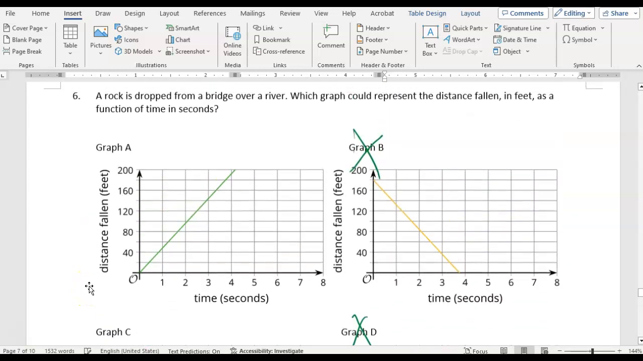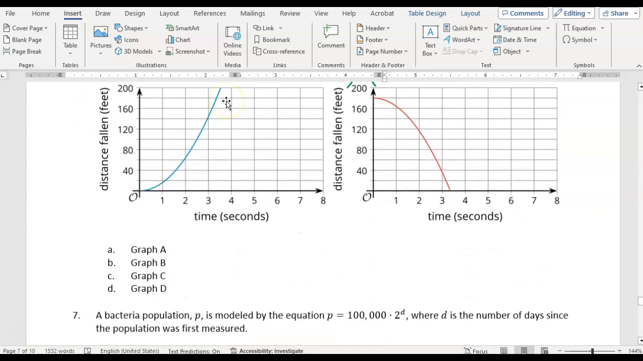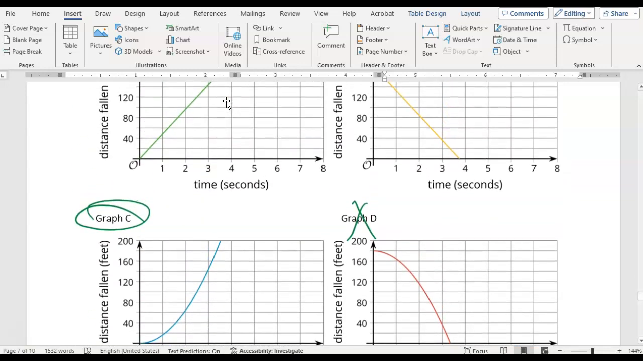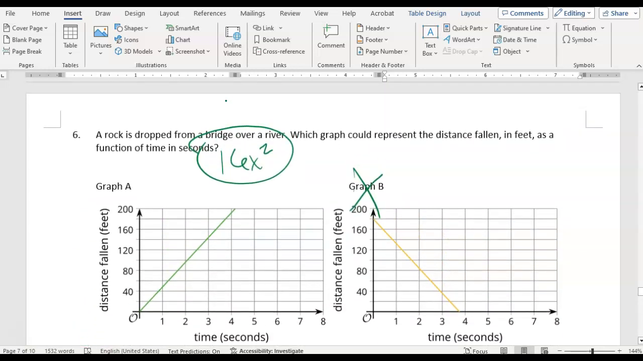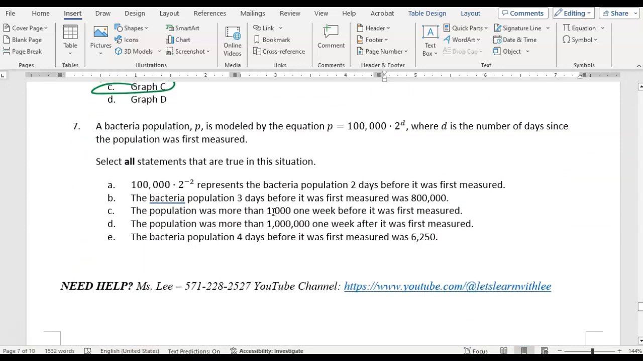Now, generally speaking, when we're talking about something falling, it's going to include either 16x squared or 5x squared, depending on whether we're doing feet. I guess this is feet, so this would be 16x squared, which is a quadratic, so it should have a curve to it. So C makes the most sense in this situation. And again, that's because the distance fallen is increasing, right? As it falls, it's fallen more feet. If it were asking us how far is it from the ground, then we would be looking at a situation where it's decreasing because it's getting closer to the ground.